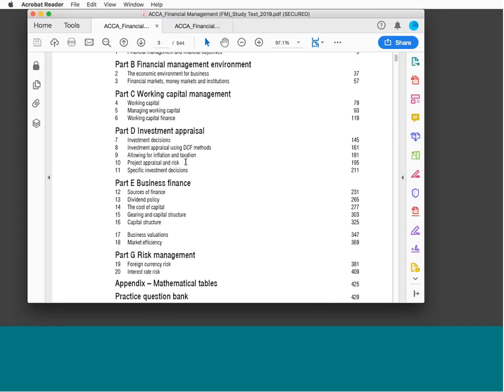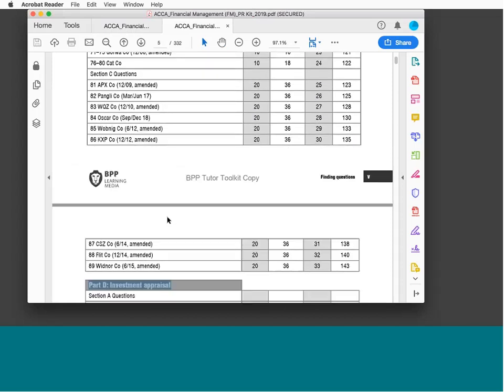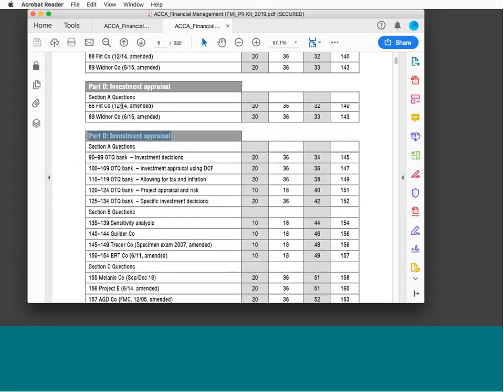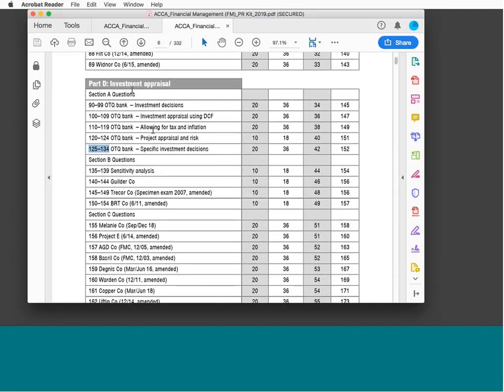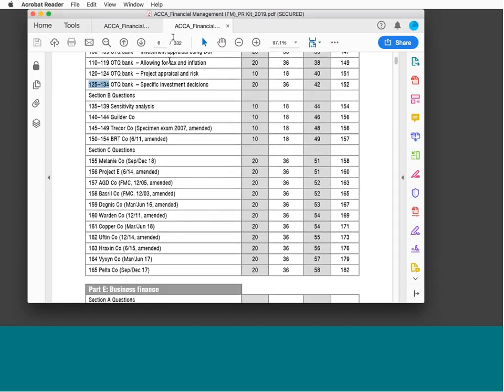So here in the study text, you've got an index of questions by part of the syllabus. Section A questions, section B questions, section C questions. And here, specific investment decisions is chapter 11. So you can find all the section A style questions, 125 to 134, on specific investment decisions. Once you have finished reviewing all of the chapters in part D, you can do the section B and section C questions as well. So lots and lots of practice questions for you to do.